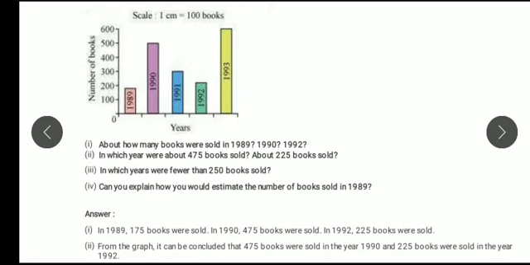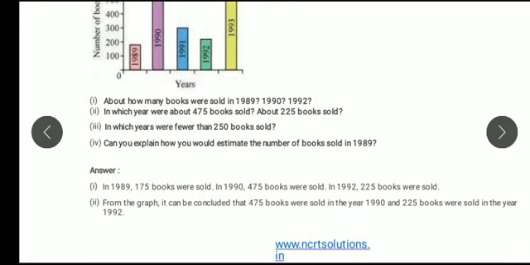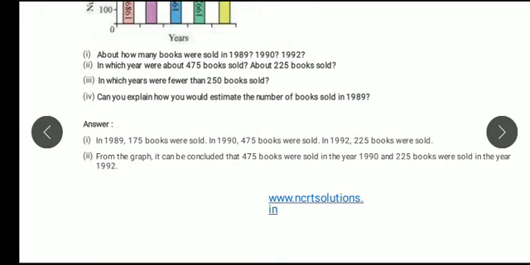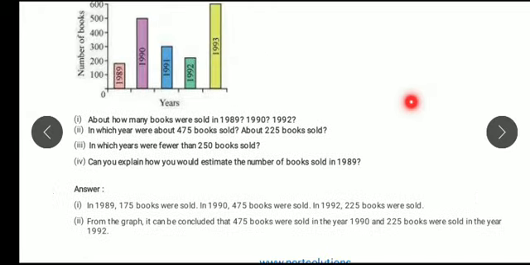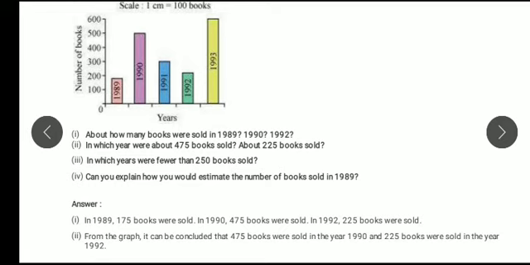In which year were about 475 books sold? 475, you can see here, it is in the year 1990. And 225 in the year 1992. So it is simple, just observe the graph and you can answer the questions. In this manner you try all the questions. I'll provide you the solutions. Questions are easy, you just have to observe the graph and answer the questions.